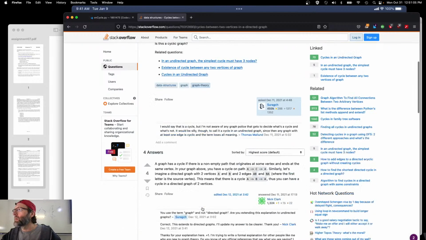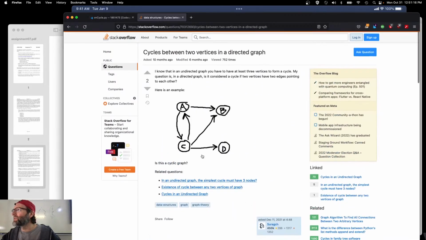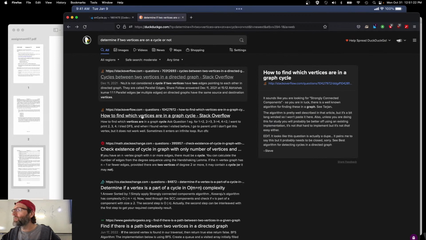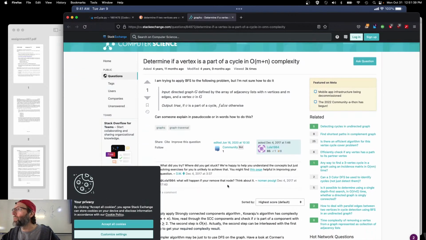Non-empty path. Let's imagine a directed graph with two vertices. What kind of question is this? It's not asking for the algorithm. How to find which vertices are in a graph cycle? Check the existence of a cycle in a graph. No. Okay, maybe that one: determine if a vertex is part of a cycle. Directed graph G, directed by the adjacency, blah, blah, blah. True if the vertex is part of a cycle or not.